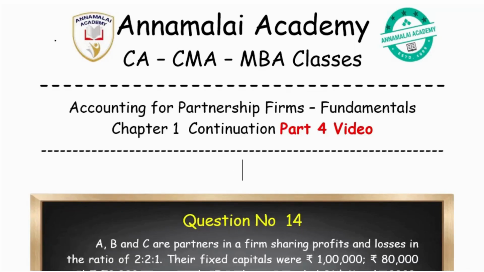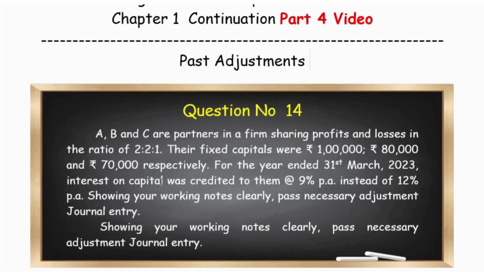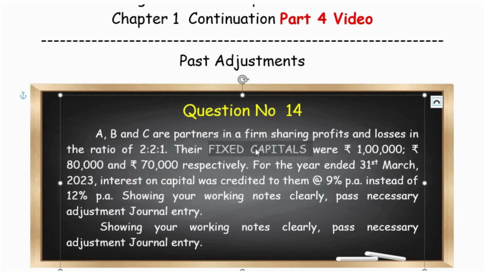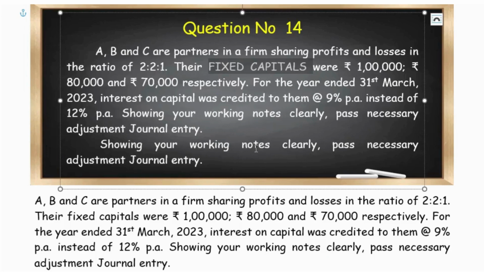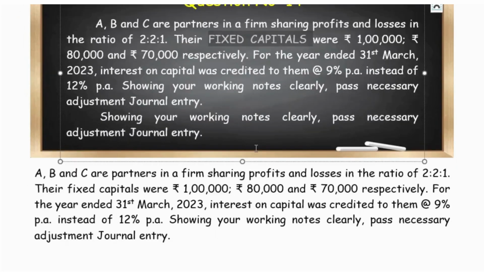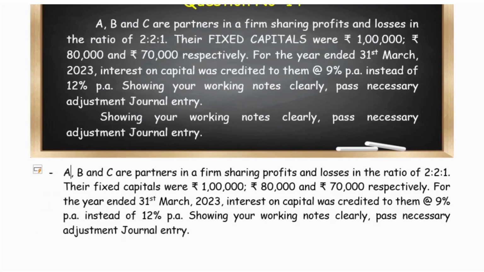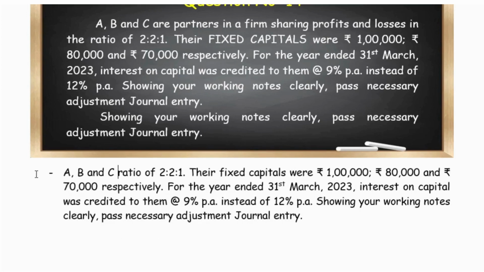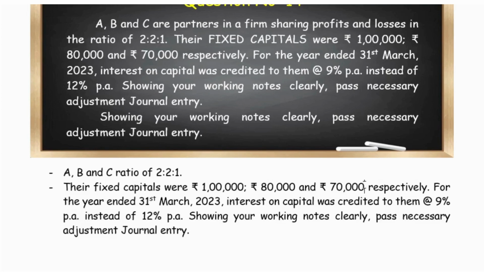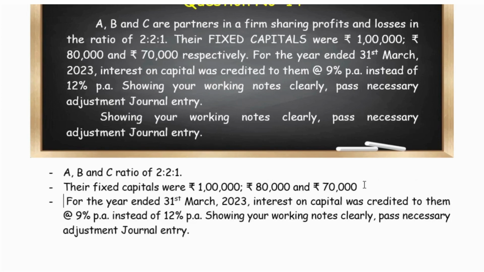Again, one more question on past adjustments. Here we are given the details about the three partners where they are maintaining the capitals on fixed capital method. So they will be maintaining two accounts. One is the capital account, the other one is the current account. Breaking down the question details, A, B, C are partners and they are sharing the profits and losses in the ratio of 2:1. Their fixed capitals are 1,80,000 and 70,000 for the year ended 31st March.